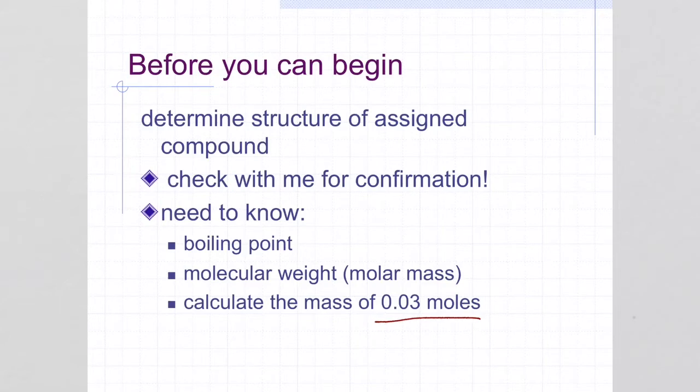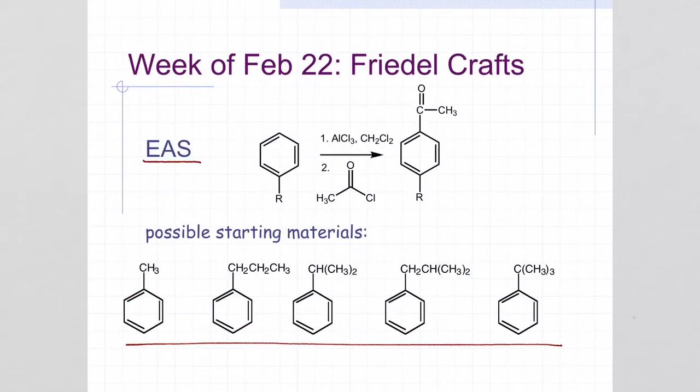You should also calculate other things like theoretical yield, and this is a 1-to-1. For every 1 mole of starting material, you get 1 mole of product, and this alkyl benzene is your limiting reagent. All the other reagents are present in excess.